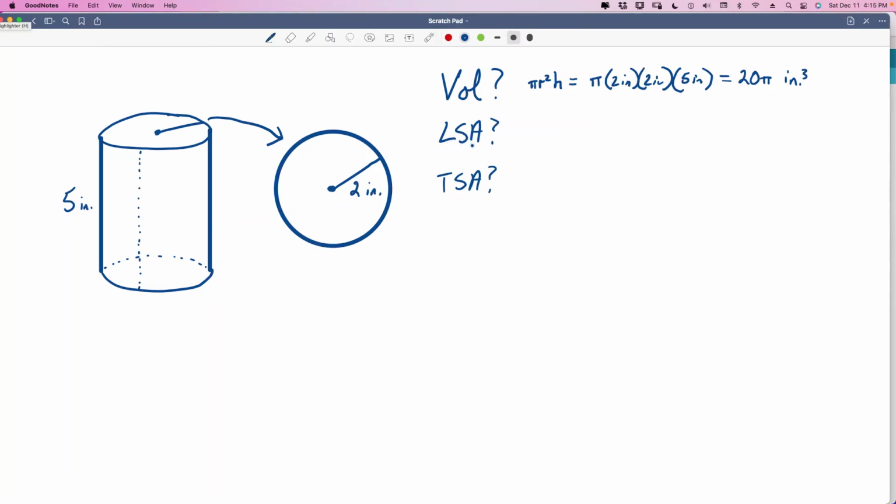What about our lateral surface area? Well, that's going to be circumference, right, times height. So that circumference times height is going to be 2 pi r times h, which equals 2 times pi times a radius of 2 inches times 5 inches. 2 times 2 is 4, times 5 is 20. This is 20 pi inches squared, because we only have 2 units of measure here.